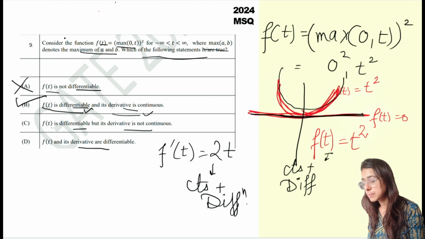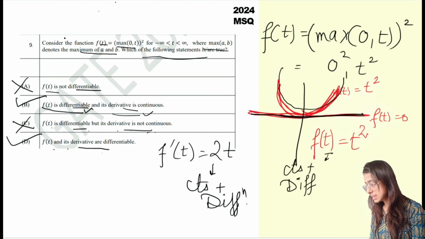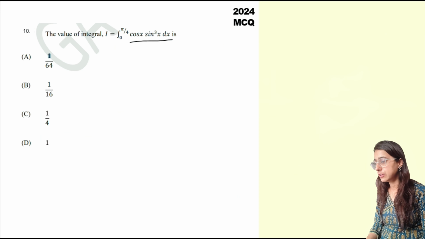F of t is differentiable but its derivative is not continuous. No, f of t and its derivative are differentiable. So, yes, B and D are our correct options. Let's move forward to the next question. So, this question says the value of integral is.